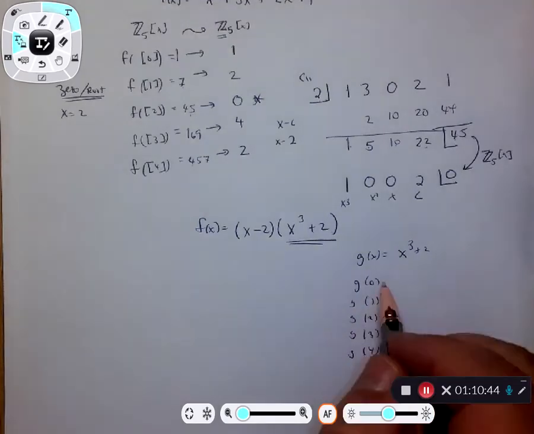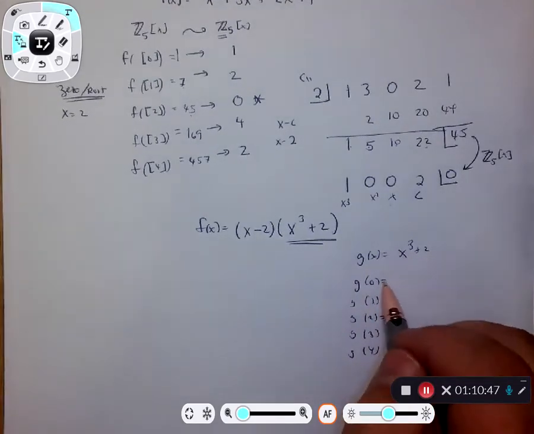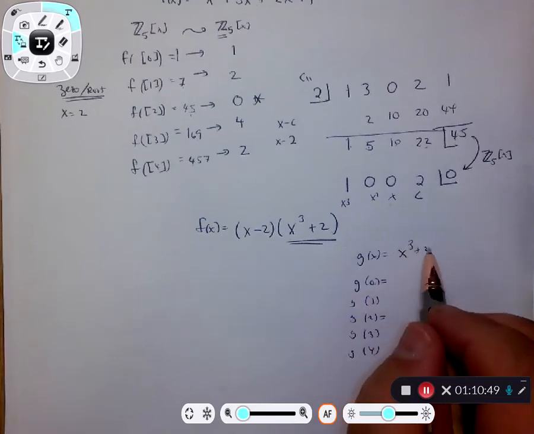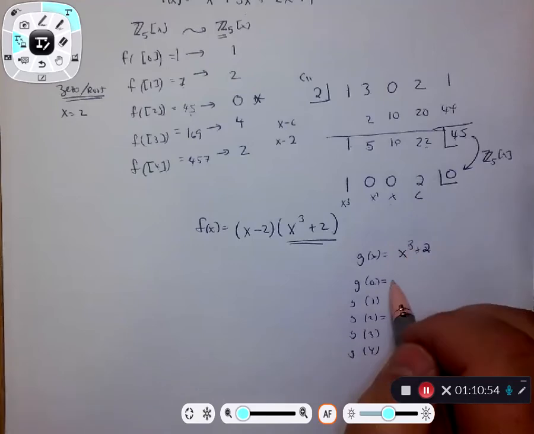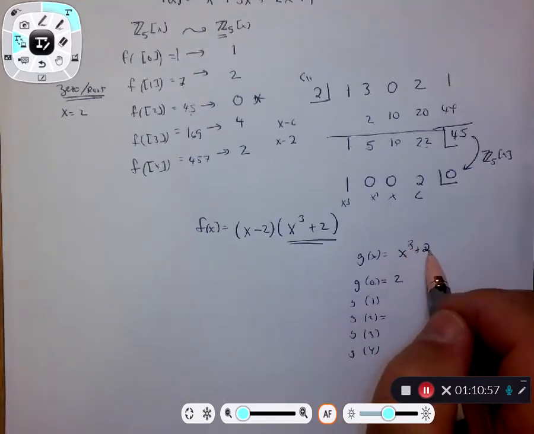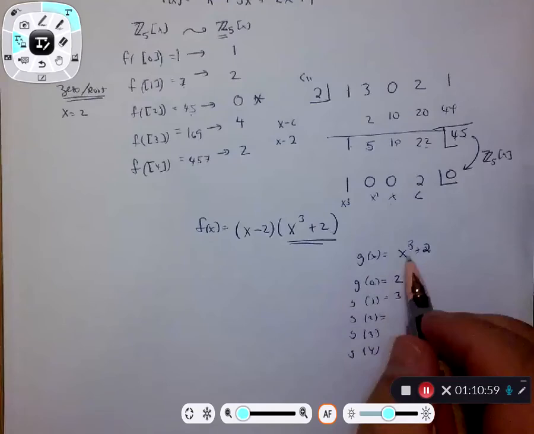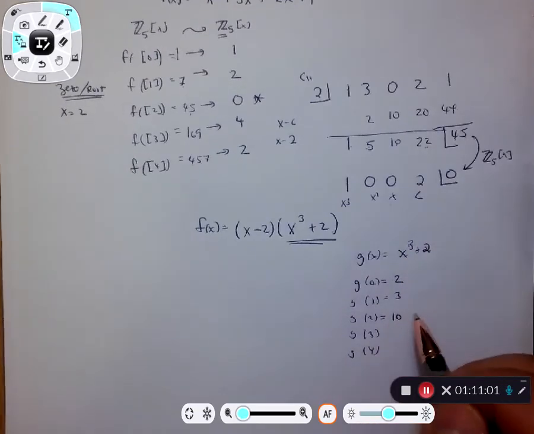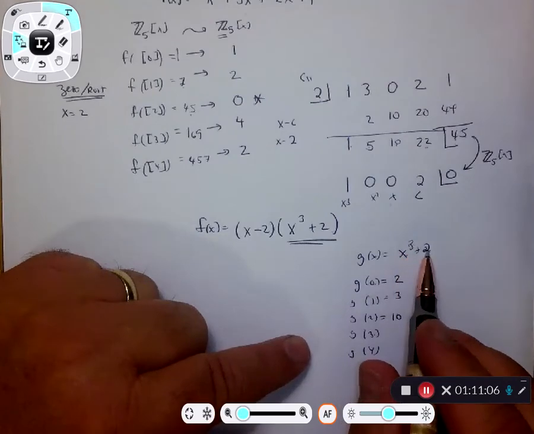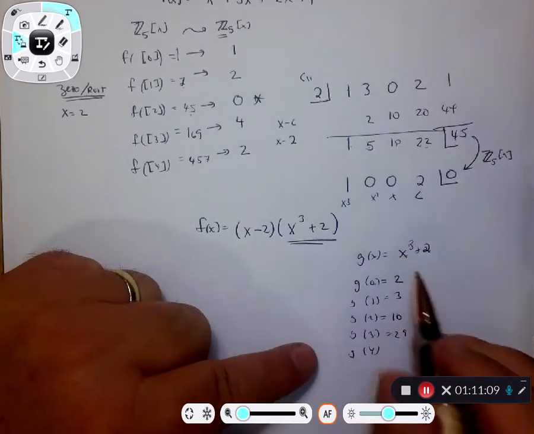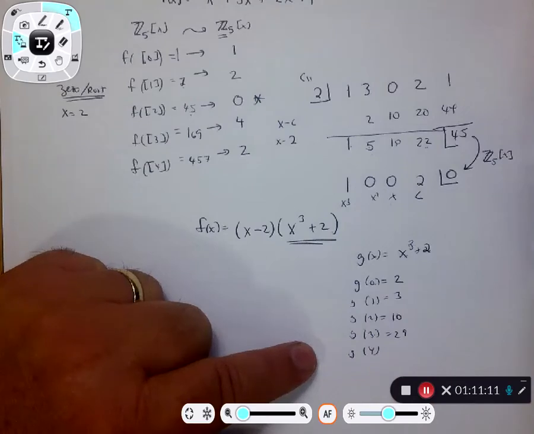So let's just plug the numbers in. I think we can handle this without a calculator. Plugging in 0 to x cubed plus 2: 0 cubed plus 2 is 2. 1 cubed, which is 1, plus 2 is 3. 2 cubed is 8 plus 2 is 10. 3 cubed is 27 plus 2 is going to be 29. And 4 cubed is 64, if I remember correctly. Yep, it's 64. Plus 2 makes it 66.